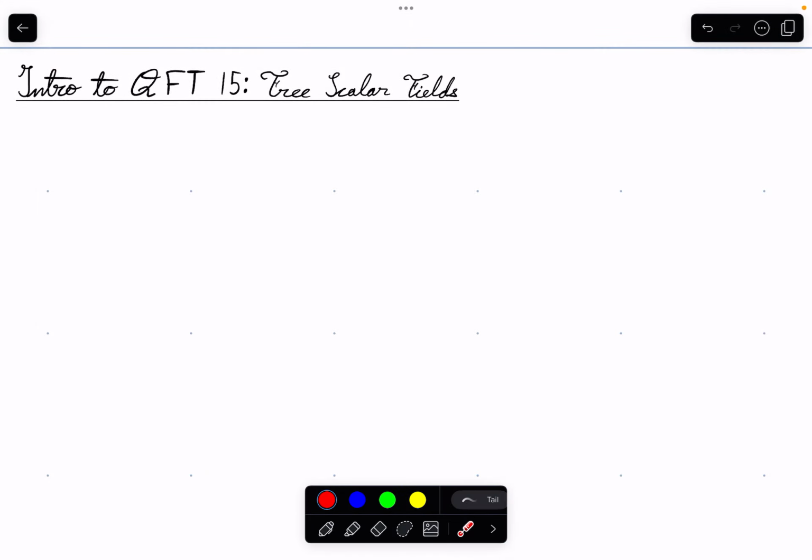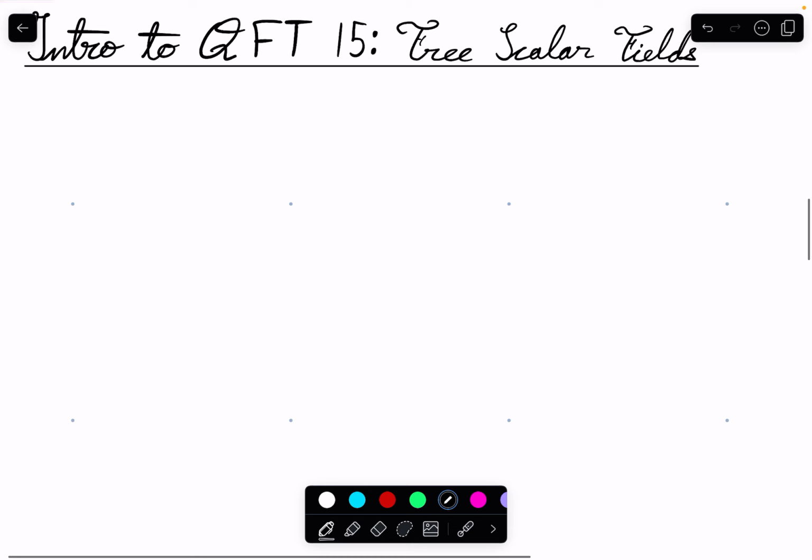Okay, welcome to the 15th video in Introduction to Quantum Field Theory, free scalar fields. In this video, we will take the Lagrangian density for a real scalar field phi, and then we will derive the Klein-Gordon equation from this Lagrangian density. So let's look at what the Lagrangian density is.